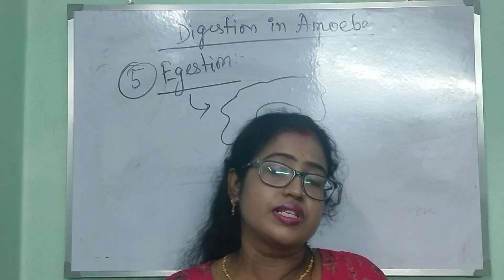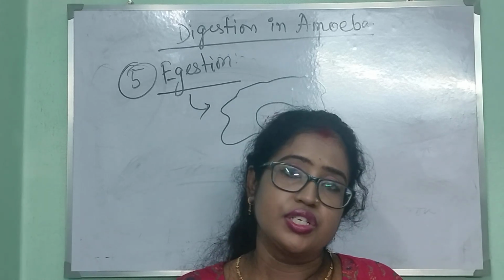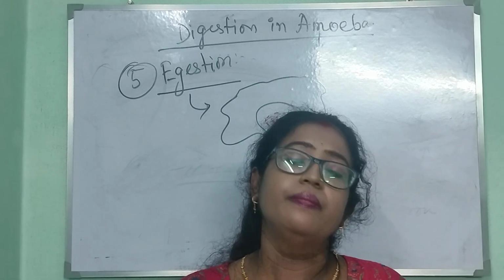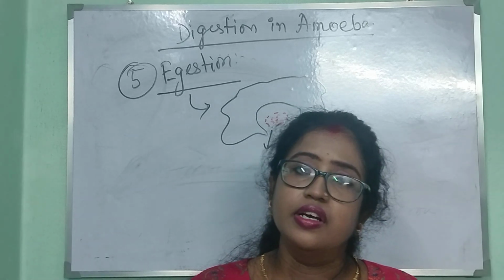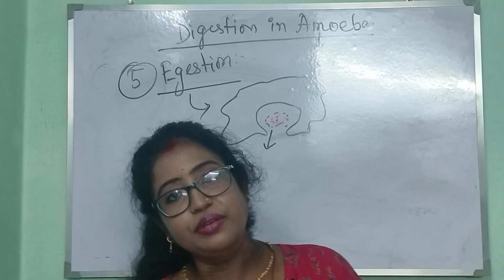So amoeba also follows 5 major steps of digestion: ingestion or engulfing the food material with the help of pseudopodia, then digestion, after that absorption, assimilation, followed by the egestion process.